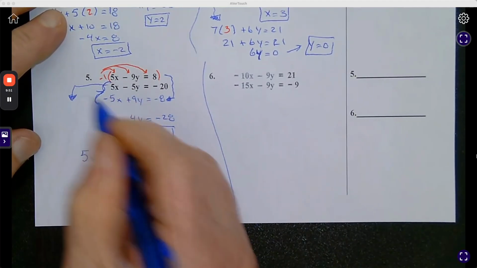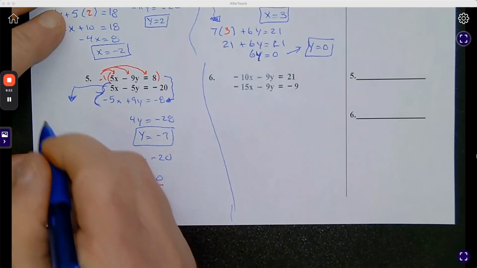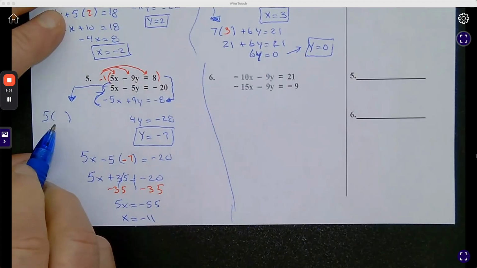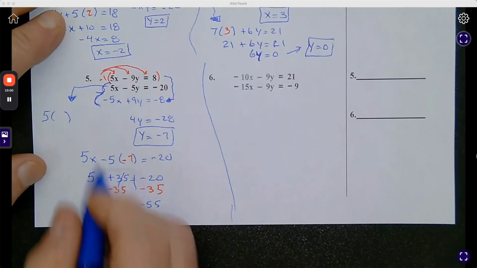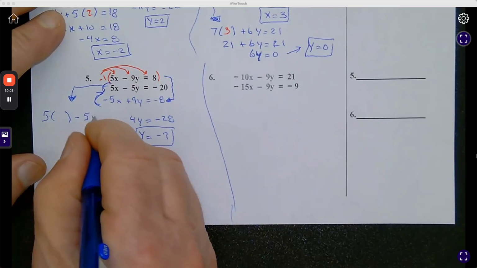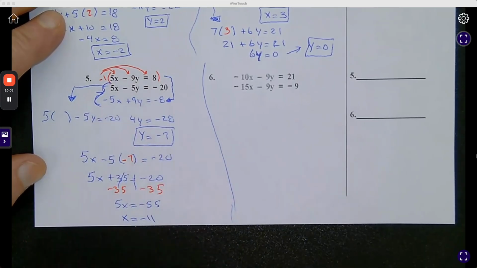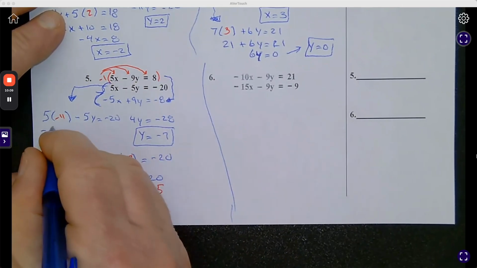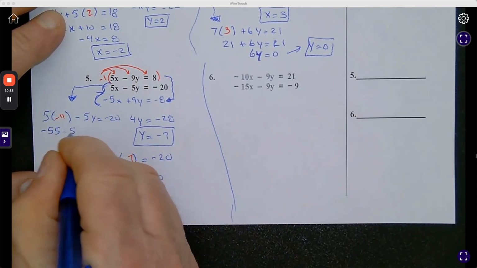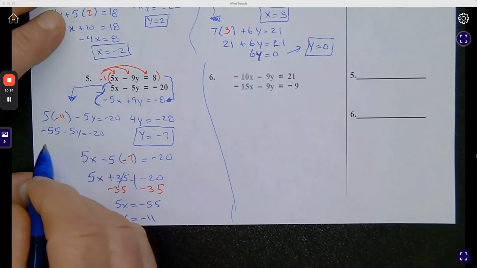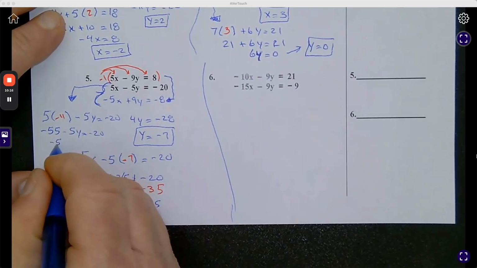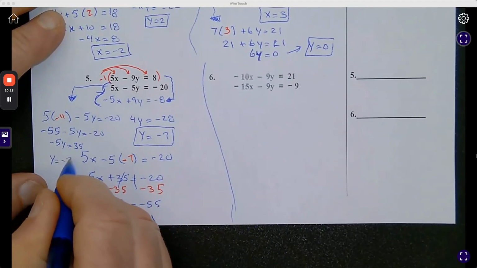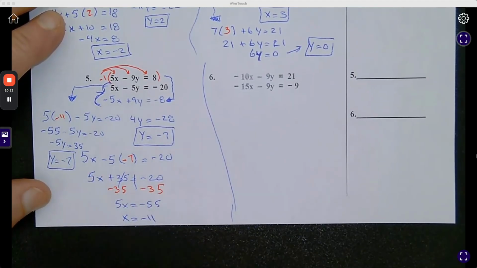I'm going to find my y value. So I'm going to go 5, put a parenthesis. What am I going to put there? That's right. I'm going to put the value of x I just found. That's right. 5y equals negative 20. So I'm going to put negative 11. Multiply those together. Okay, add 55 to both sides. Divide both sides by negative 5. Woo! What?